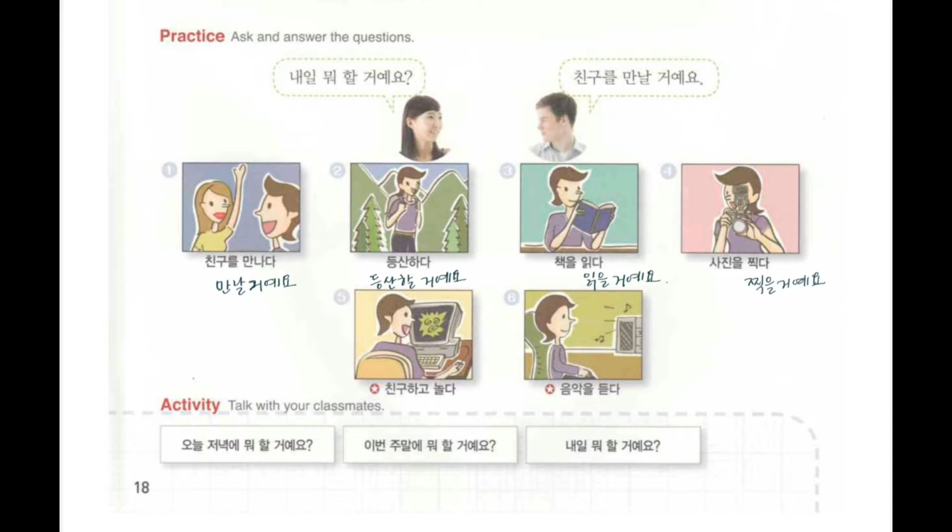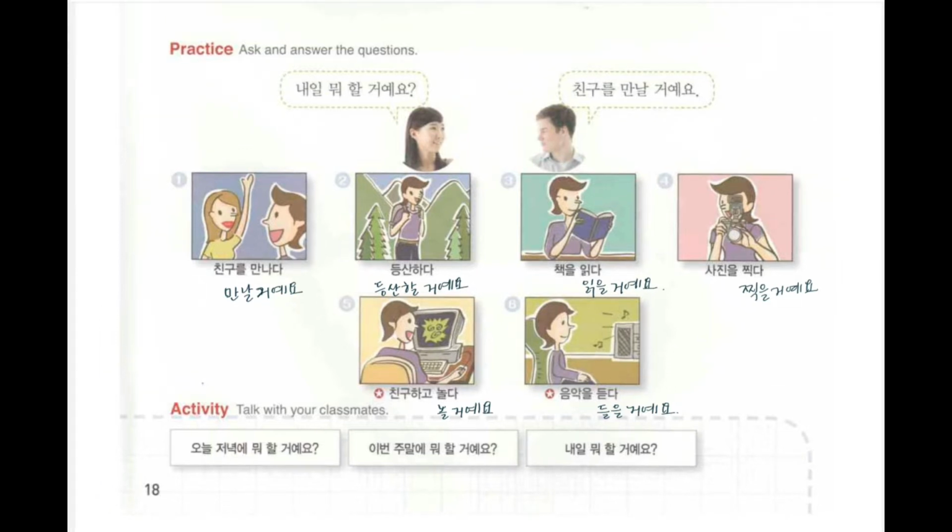Let's stick to the informal sentence ending now. 자, last two are irregular verbs, isn't it? 자, 친구하고 놀다. In the future tense 어떻게 말합니까? 친구하고 놀 거예요. 좋습니다. 음악을 듣다, listen to the music. 자, 음악을 들을 거예요. 좋아요. Very good. I'm going to ask you, please answer my question using this future tense, okay? Randomly, I'm going to ask you 3 times. 자, 내일 뭐 할 거예요? 오늘 저녁에 뭐 할 거예요? 이번 주말에 뭐 할 거예요? 좋습니다. Okay, let's move on.